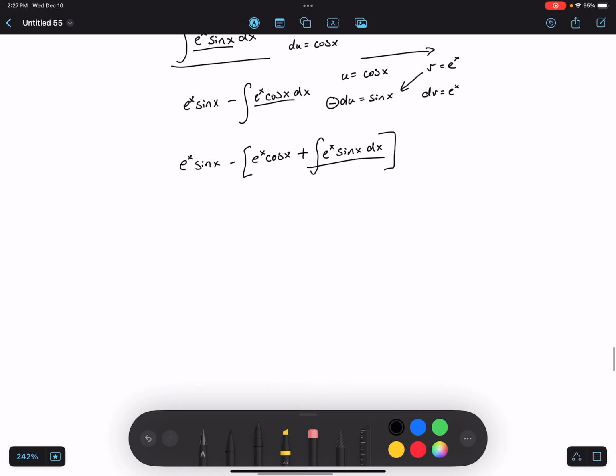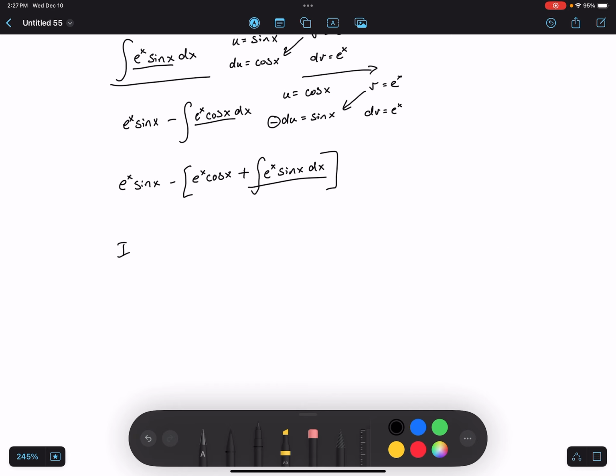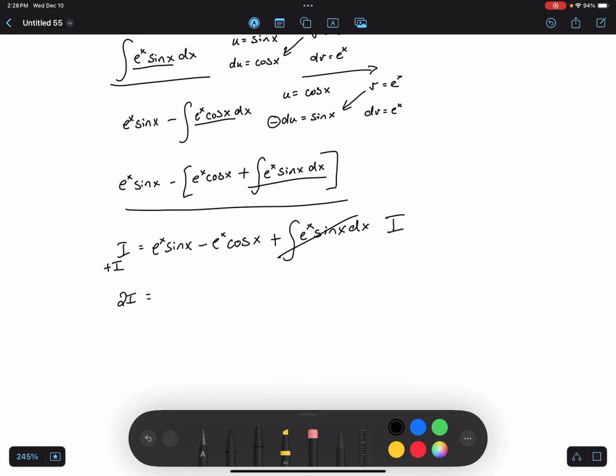So what we can do is we can let our overall integral, I, equal all of this. We can say e to the x sine x minus e to the x cosine x minus the integral of e to the x sine x dx. And because I equals the integral of e to the x sine x dx, this is actually also I. And so since we're subtracting here, if we wanted to, we can add it to both sides, and we'll have 2I equals e to the x sine x minus e to the x cosine x.